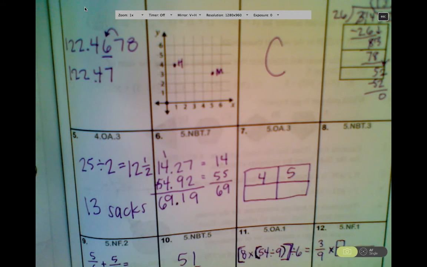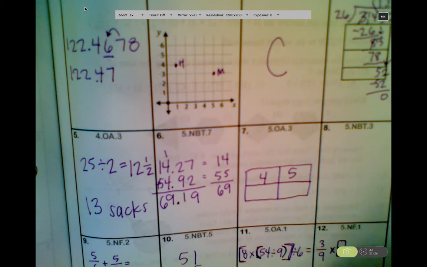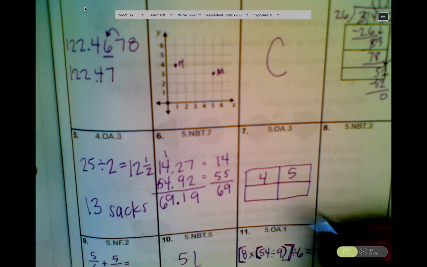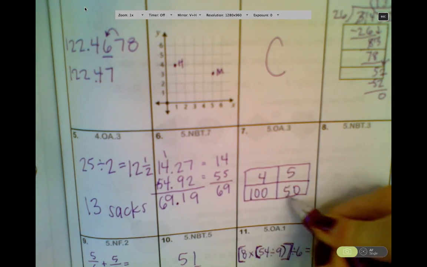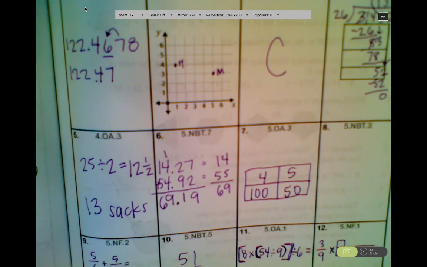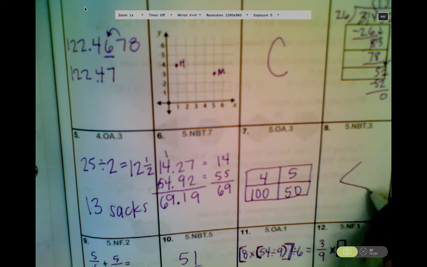Number 7, Kelly is spending less each day. If the pattern continues, how much will Kelly spend on day 4 and day 5? Well, you can see that the pattern is you're dividing by 2, or finding half. And if day 3 was 200, then day 4 would be 100, and day 5 would be 50. You're dividing each number by 2. Number 8, your answer is less than.